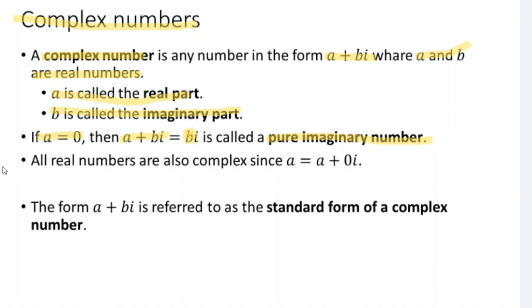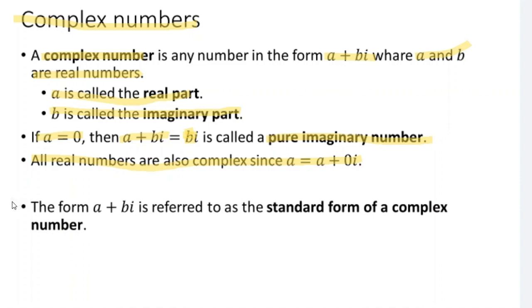Also, all real numbers are actually complex numbers. It's the same way as how all integers are rational numbers. All rational numbers are real. Well, it turns out all real numbers are also complex. And that's because any real number a can be written as a plus 0i, where a itself is the real part and 0 would be the imaginary part.